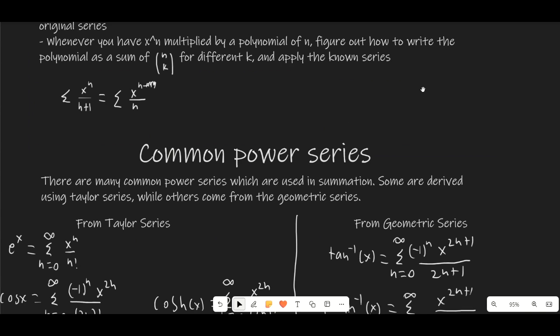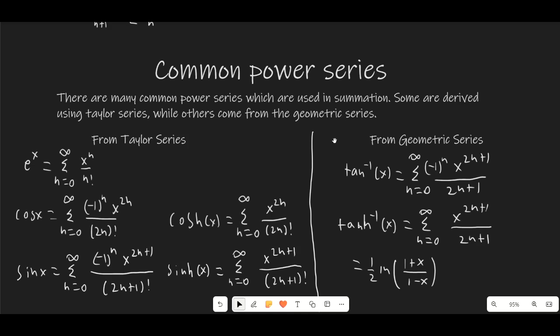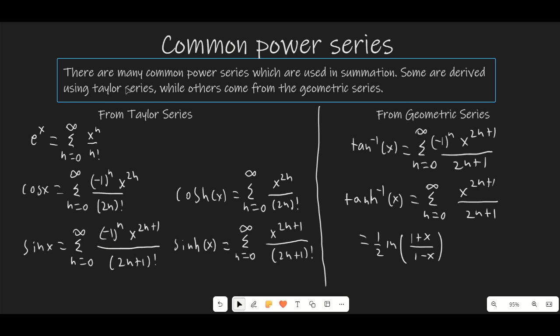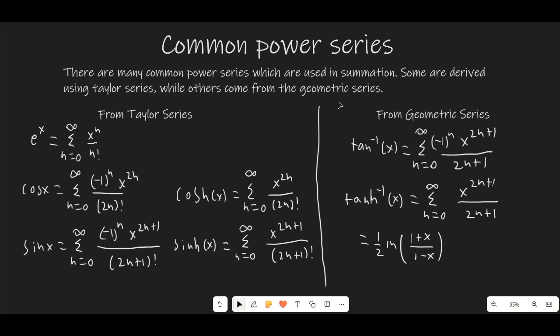So now let's go over some other common power series that are going to be very, very useful in evaluating infinite series. Some of these are derived using Taylor series, while some of the other ones come from the geometric series. So from Taylor series, we have power series for e to the x, cosine x, sine x, hyperbolic cosine x, hyperbolic sine x, and all of these can just be proved using the definition of a Maclaurin series.